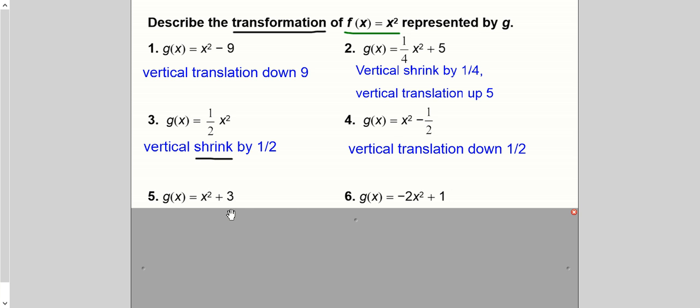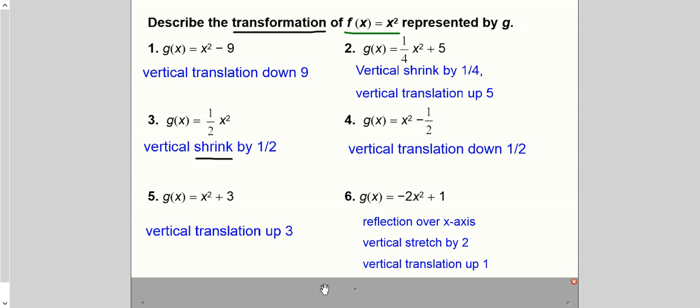Plus 3. What does that do? Multiplying by a negative. What does that give us? And then multiplying by 2 and adding 1. Write down those 3 transformations for number 6, only one of them here for number 5. Then check your answers. So here's how transformations apply to quadratics. We are going to extend that to new kinds of functions today.